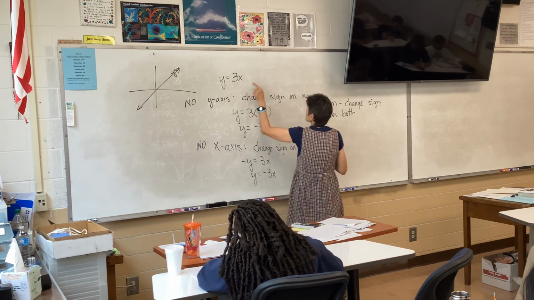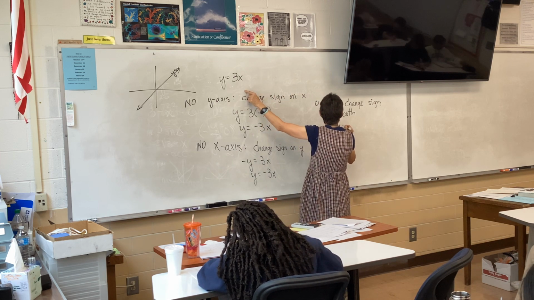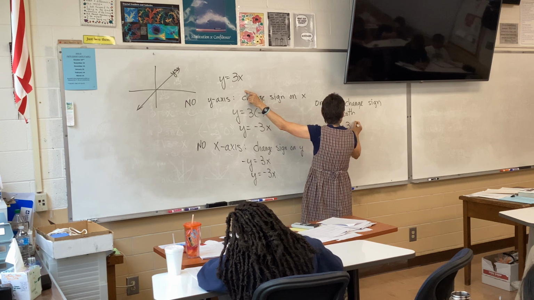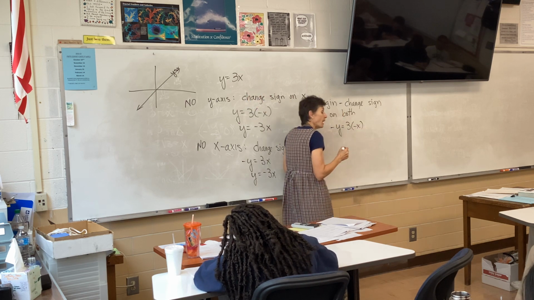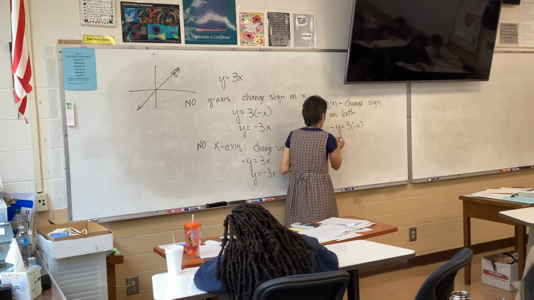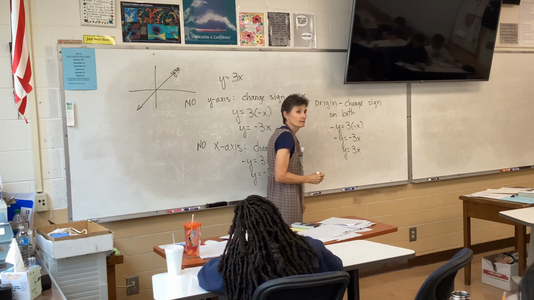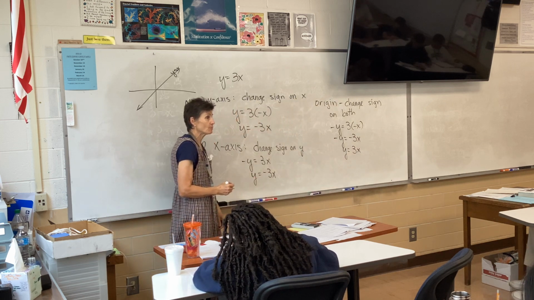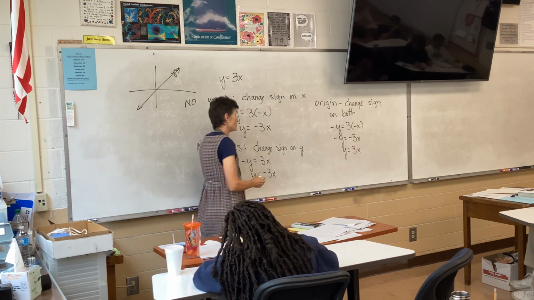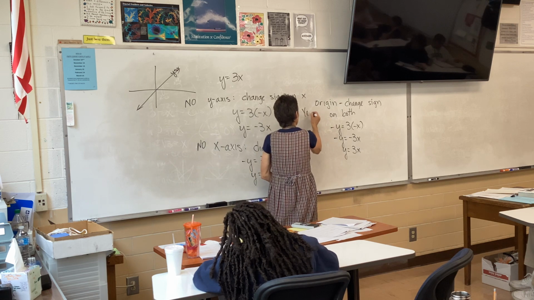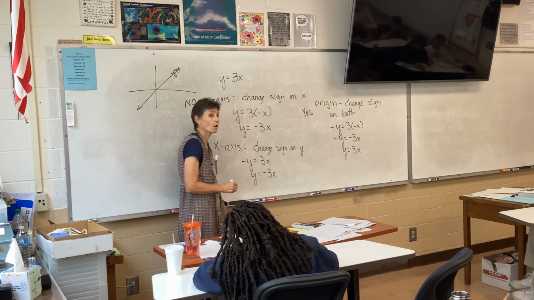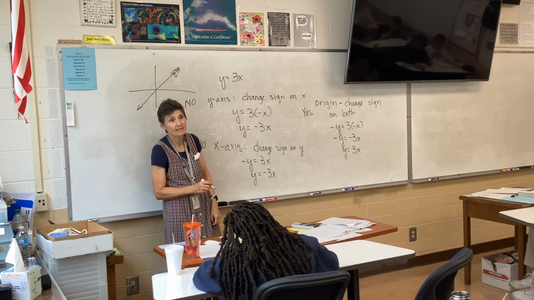So then my equation looks like negative y equals 3 times negative x. Now clean it up. You have to simplify it. Does that end up like the original? So this one has symmetry about the origin, therefore it would be classified as odd.